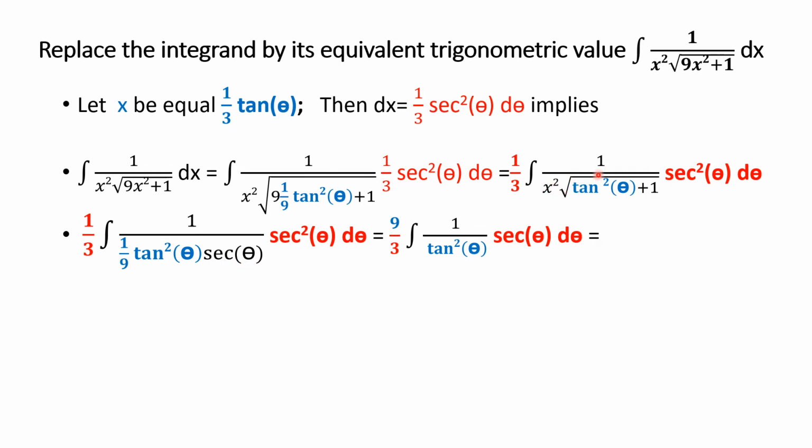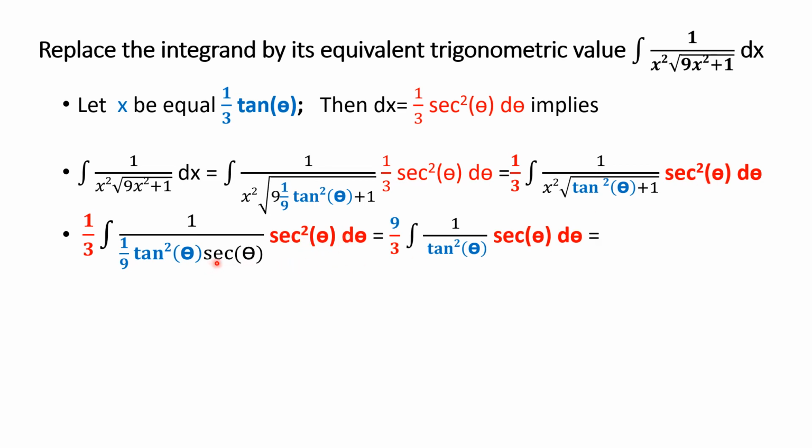We know that the square root of tan square theta plus 1 is the same as the square root of sec square theta, because tan square theta plus 1 is equal to sec square theta. And since we have the square root of sec square, we're going to get sec theta only. So the square root goes and we will have sec of theta. And this is multiplied by the remaining part of the dx equivalent, which is sec square theta d theta.